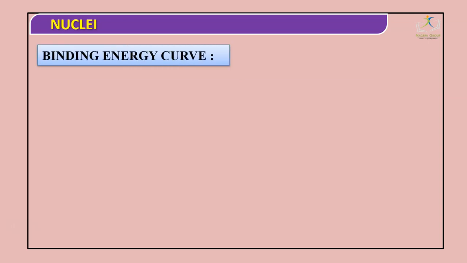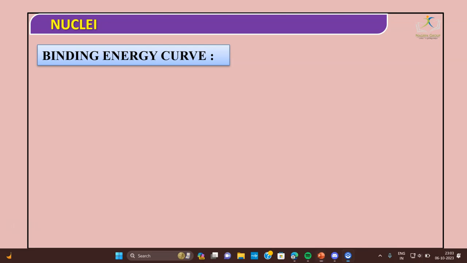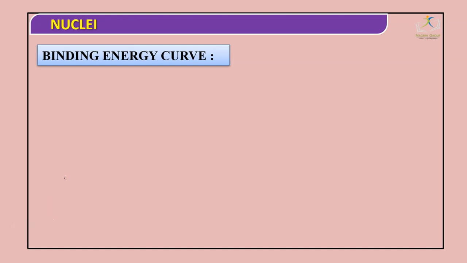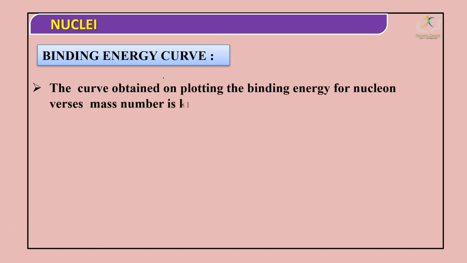Now we are going to start the topic binding energy curve. So let's begin. The next topic is the binding energy curve. The curve obtained by plotting the binding energy per nucleon versus the mass number is known as the binding energy curve. So here we are just drawing to start.